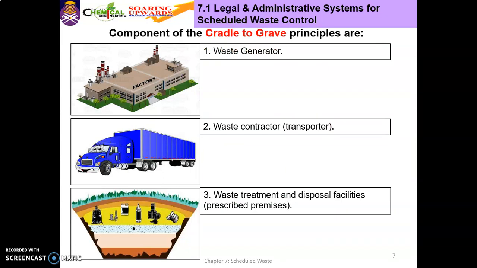So component of cradle to grave principles are the waste generator, the waste contractor, which is also the transporter, and lastly the waste treatment and disposal facilities. Because all schedule waste cannot be treated by the generator because it will need high cost. So in order to treat the schedule waste, so you need to send to waste treatment and disposal facility.